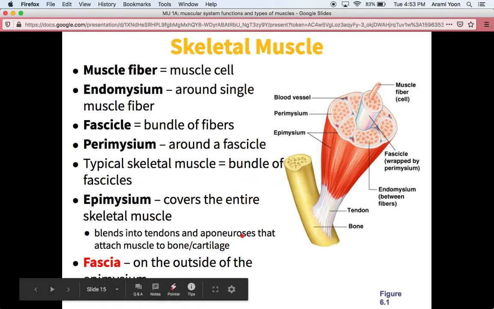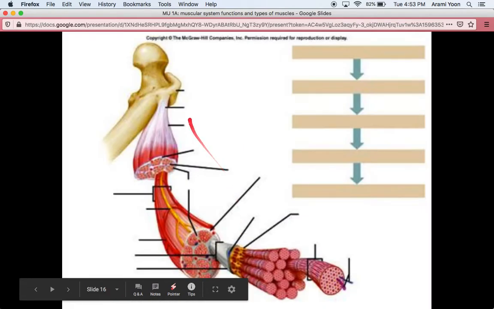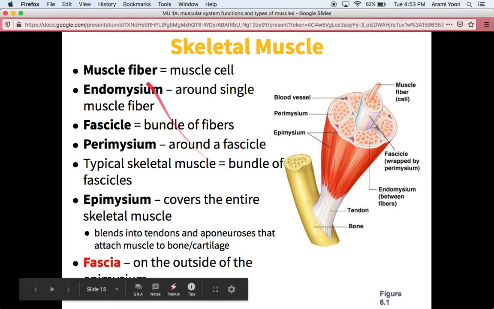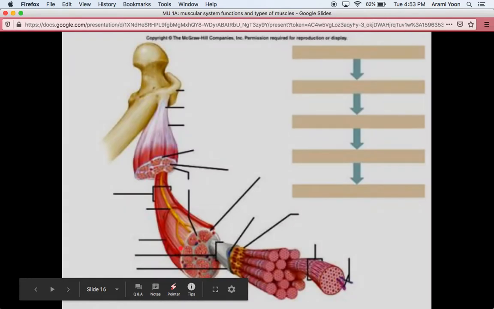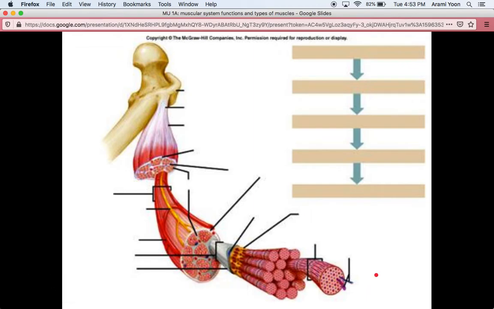So yeah, that's that. Okay, so this is unlabeled. You'll see this model again when we meet together in class. But to go from smallest to largest, I want you to try to take the words from this slide and see if you can use them with this model. And if you can, that means that you've mastered the gross anatomy of skeletal muscle. And when you're ready, you can unpause the video and I will go over the answers with you.